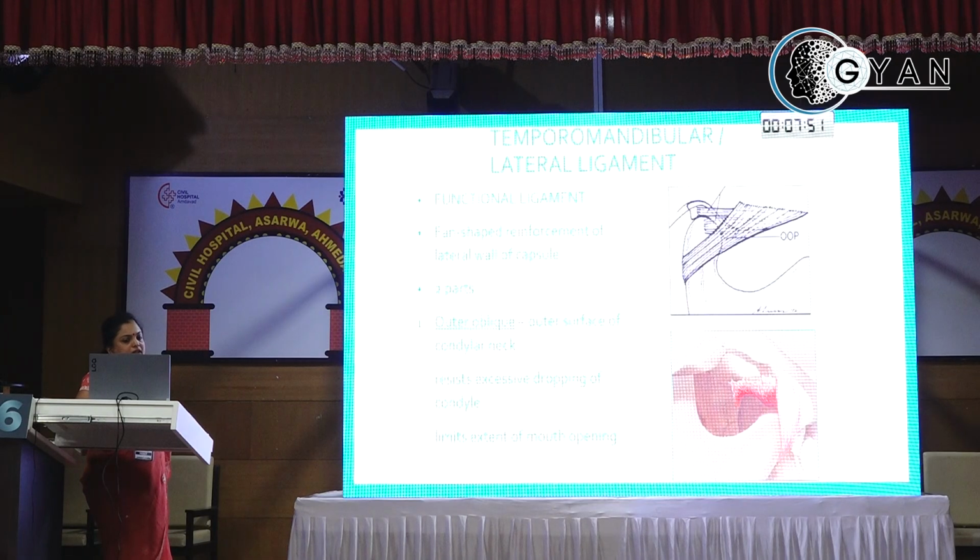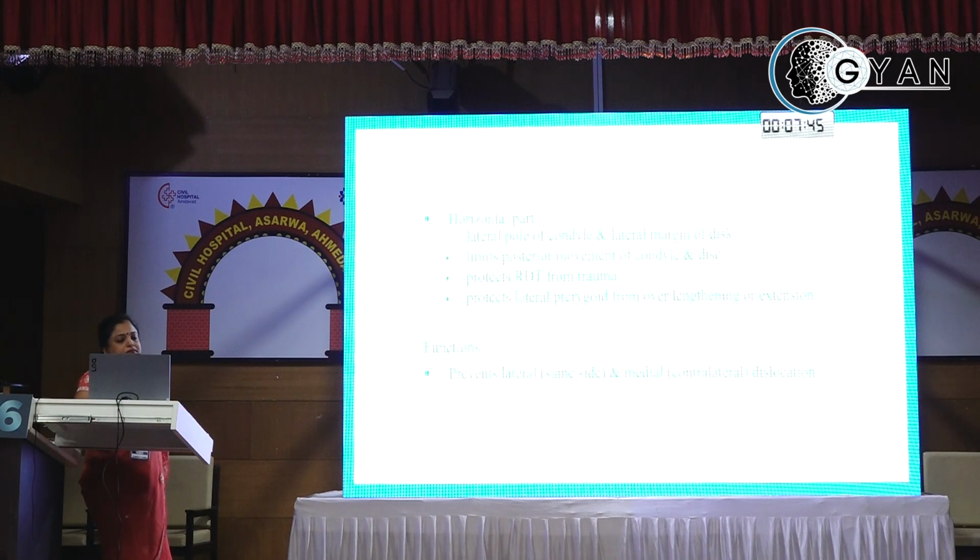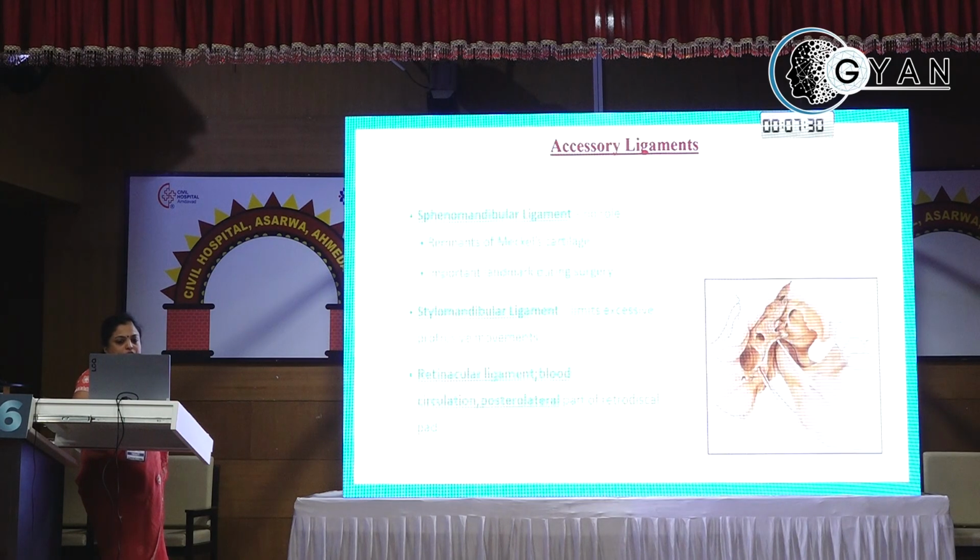The lateral ligament is fan shaped. It has an outer oblique portion which attaches to the outer surface of the condylar neck, and a horizontal part which attaches to the lateral pole of the condyle and the lateral margin of the disc. It prevents same side and contralateral dislocation. This is relevant in cases of temporomandibular joint disorders.